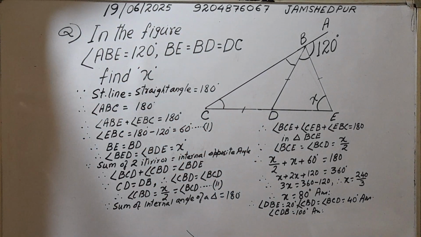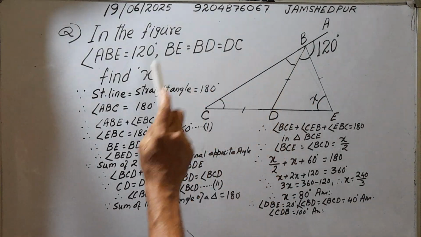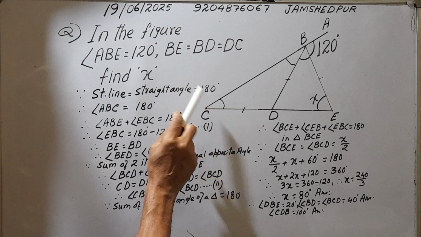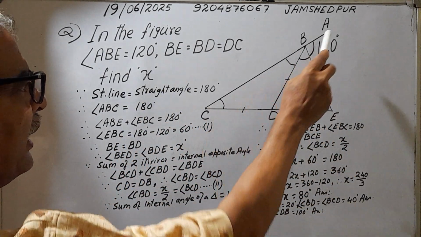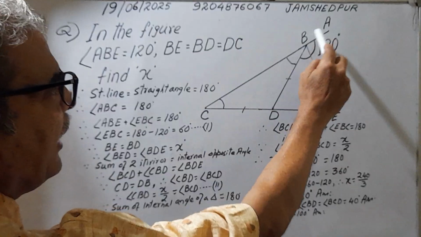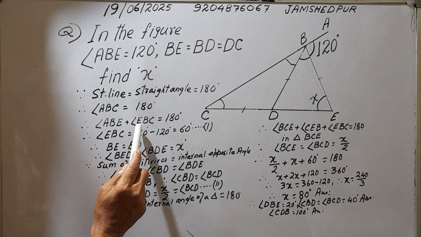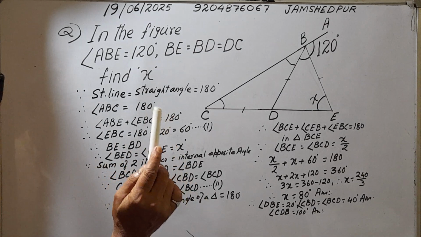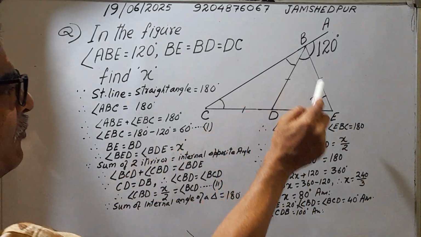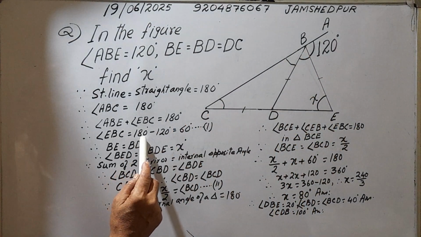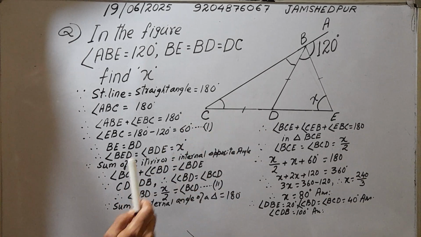Now everybody knows that ABC is a straight line. At the same time, it is a straight angle equal to 180 degrees. I have written here angle ABC. Angle ABC is broken into ABE plus EBC, which I have written here: angle ABE plus angle EBC equal to 180 degrees. Now we know that ABE equal to 120 degrees. So angle EBC equal to 180 degrees minus 120 degrees equal to 60 degrees. This will help you to solve this problem.